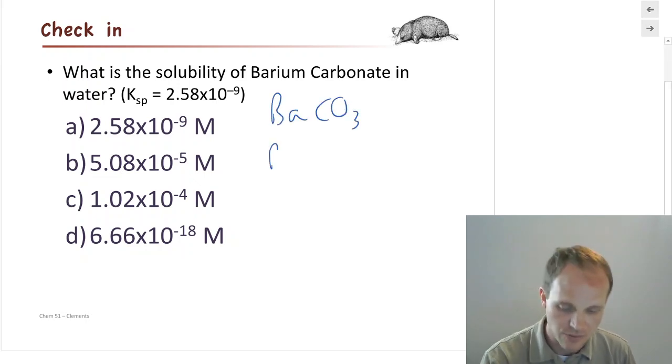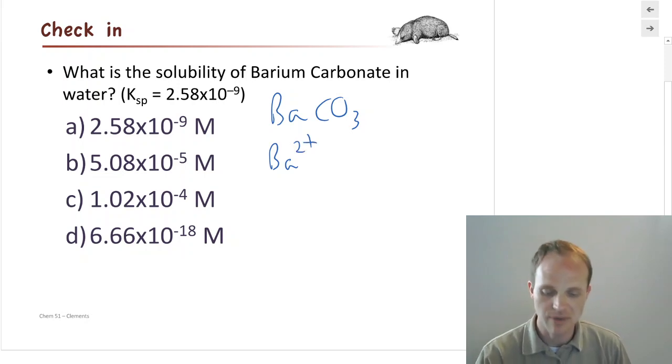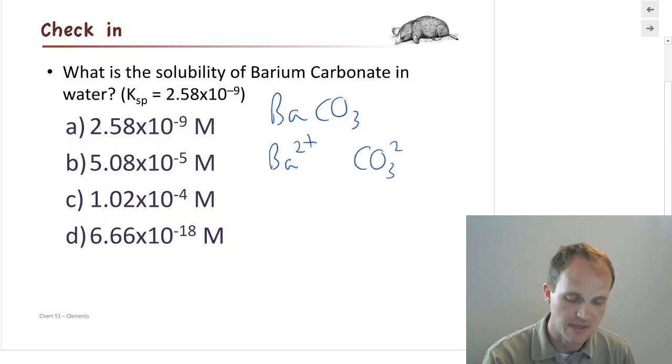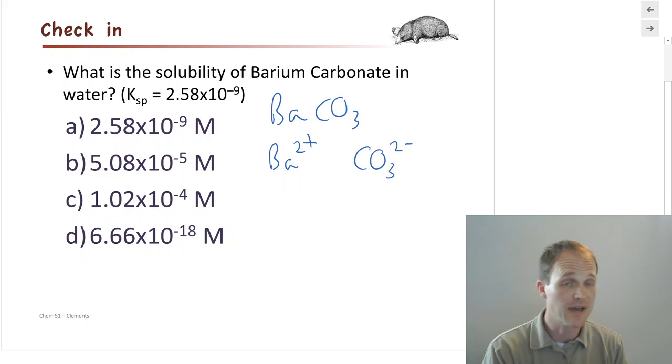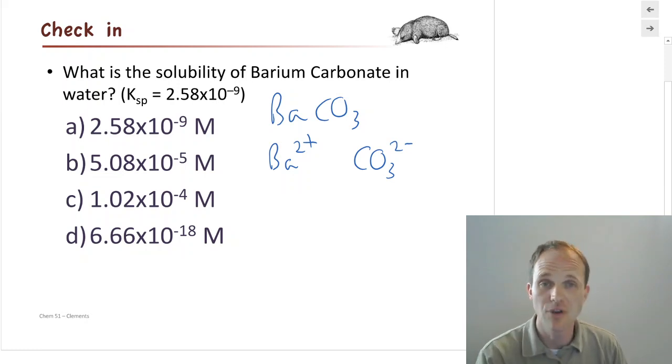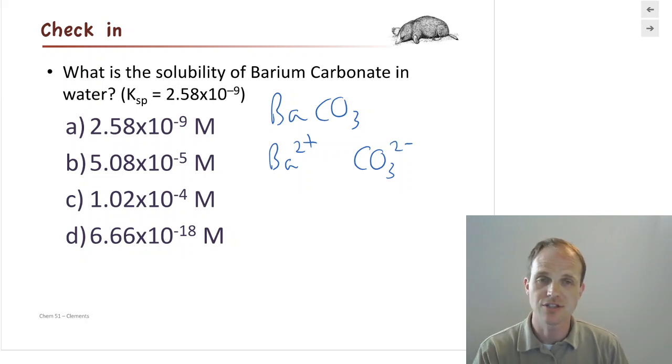But what do you have to do? You really have to know that the charge on barium is +2, the charge on carbonate is -2, and those combine 1-to-1, right? Because if I said barium fluoride, it would have been BaF2, since fluoride is just a -1 charge.